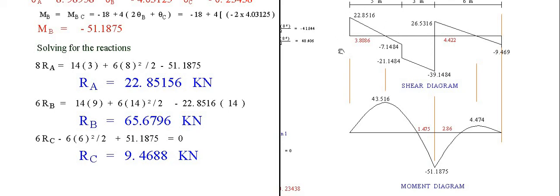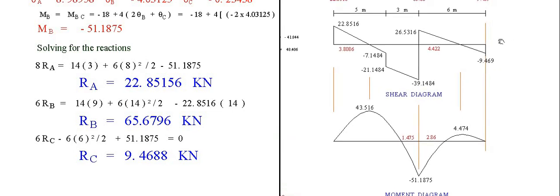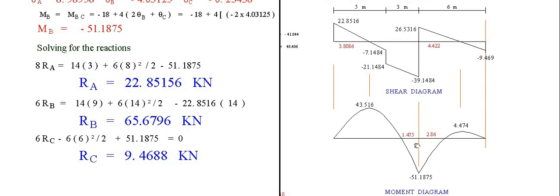Now how to solve this? This is beyond my discussion here, because this belongs to the subject of strength of materials. It is beyond my coverage. So it is up to you how to draw this, including how to solve this and this. This is under strength of materials.